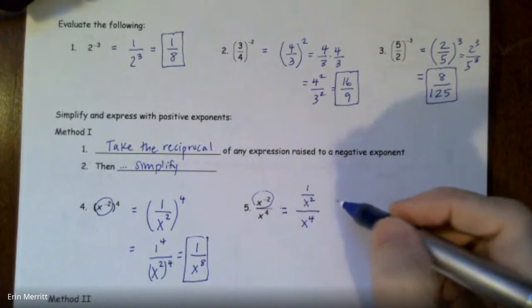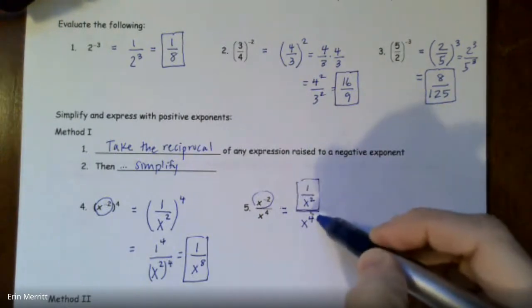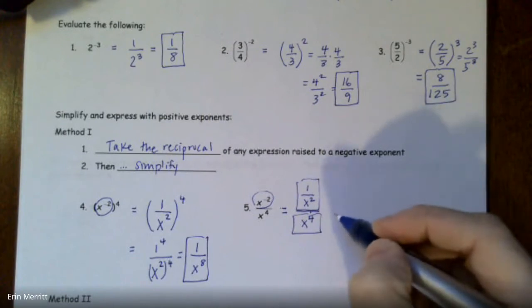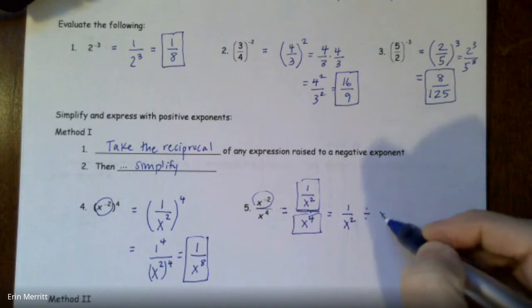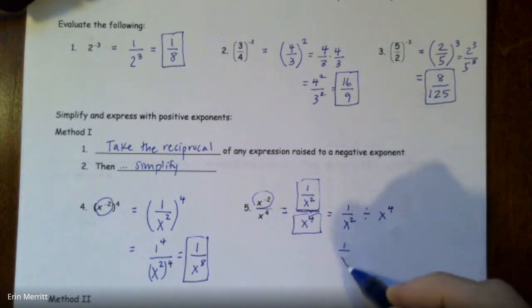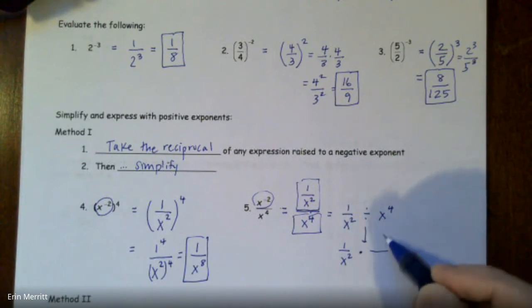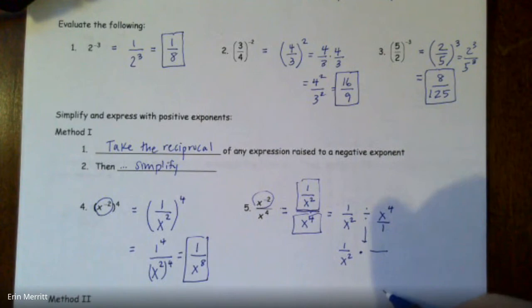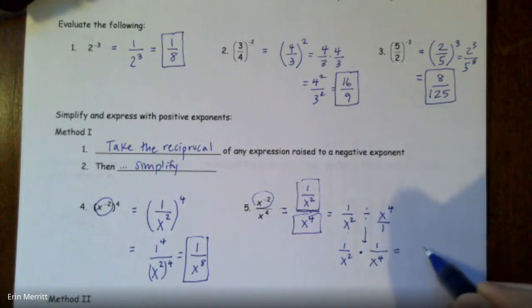But if I wanted, I can say, all right, if it's this top part divided by the bottom part, I can write that differently. This guy divided by that guy. All right, think of our last unit. Keep, change to multiplication, flip that on over. So if I multiply by the reciprocal, now the x to the fourth goes into the bottom piece of it. All right, so this would be 1 over x squared times 1 over x to the fourth.